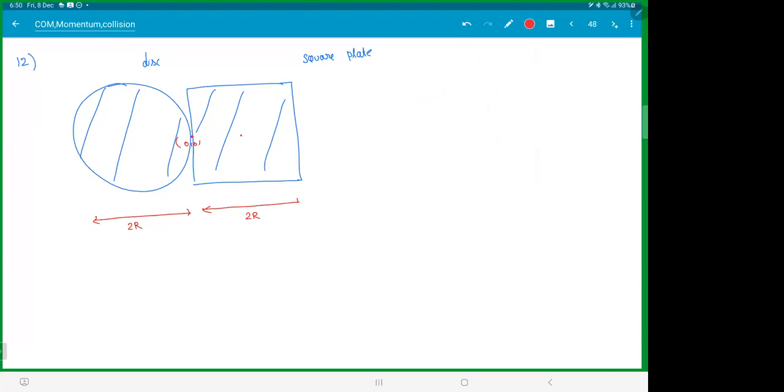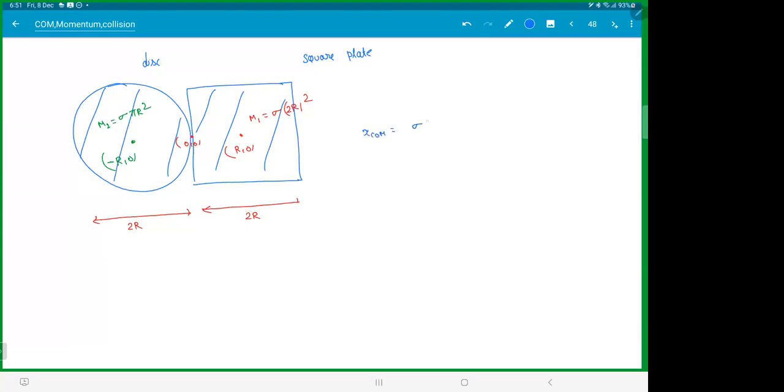So for this guy, the center of mass will be where? R comma 0. Let the mass be M1. What is the mass? Sigma into area, 2R whole square. For this guy, the center of mass will be minus R comma 0. Mass, let it be M2: sigma pi R square. You're done. The only x coordinate will matter.